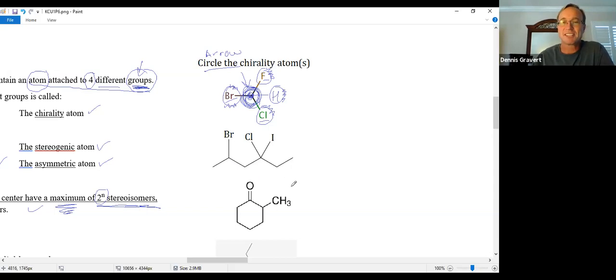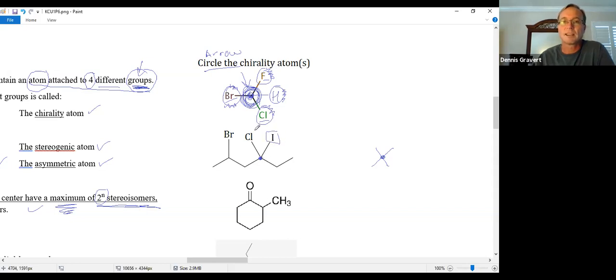Any chirality centers here? Well, I kind of see the letter X here. I need an atom with 4 bonds. And there's an atom with 4 bonds, kind of like an X. So that visually is a way to find chirality centers. But now you have to check. Is this carbon chiral? Does it have 4 different groups?